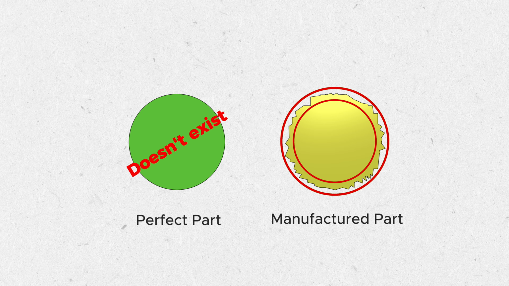Bilateral tolerance. The dimension can vary both above and below the nominal value. For example, a dimension of 50 plus or minus 0.15 millimeters allows the part to be anywhere between 49.85 and 50.15 millimeters. Unilateral tolerance. The variation is allowed in only one direction. For example, this allows a part to be between 40.1 and 40 millimeters. And limit dimensions? Here the exact maximum and minimum sizes are specified directly.